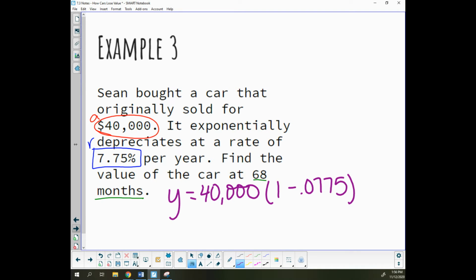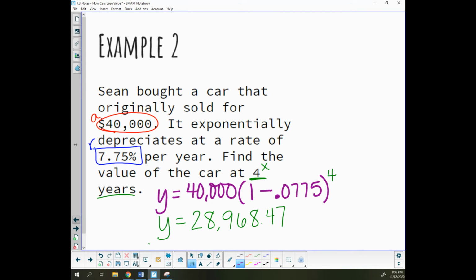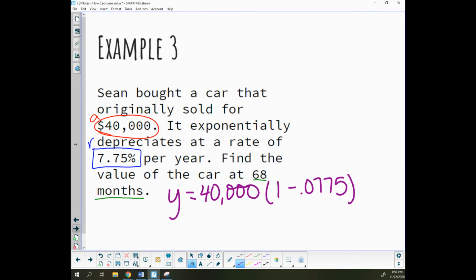Now, in our original example 1, we put it to the x power. In the last example, we replaced x with the time value of 4 years. So the next value should always be in years. Unfortunately, this one is not in years, it's 68 months. So the only change that we're going to have is that our exponent is going to be 68.